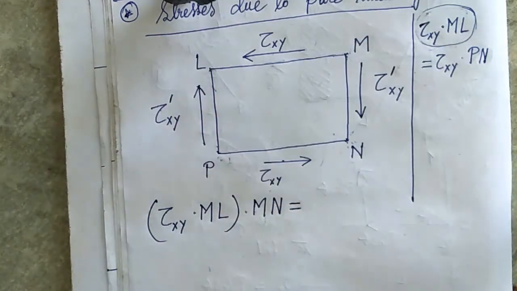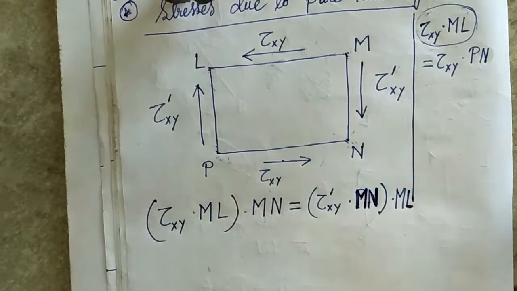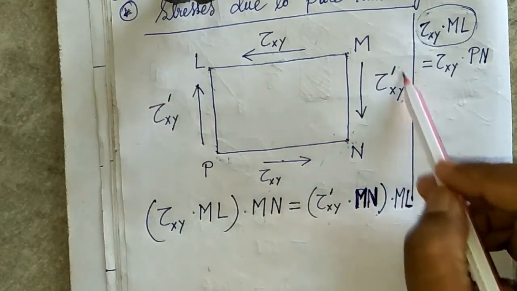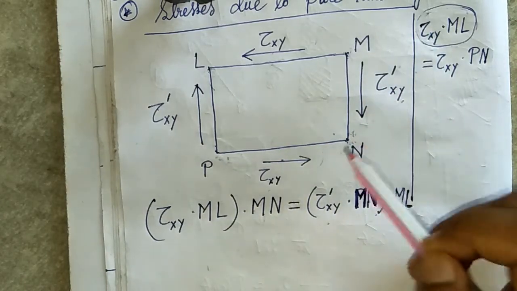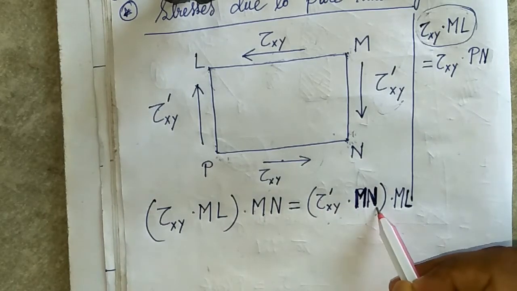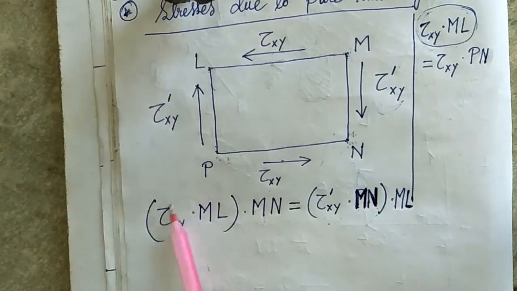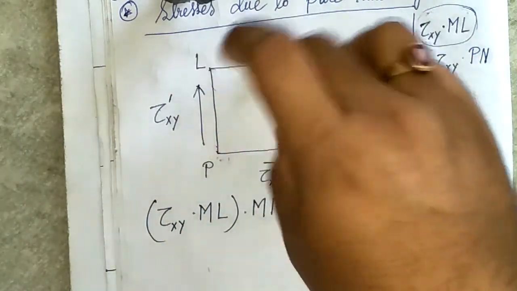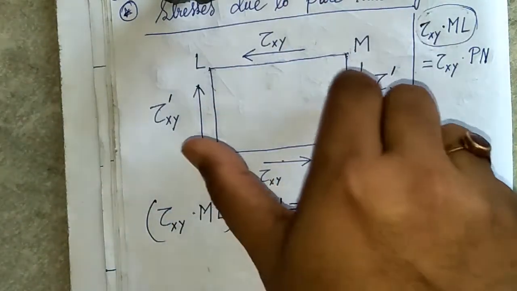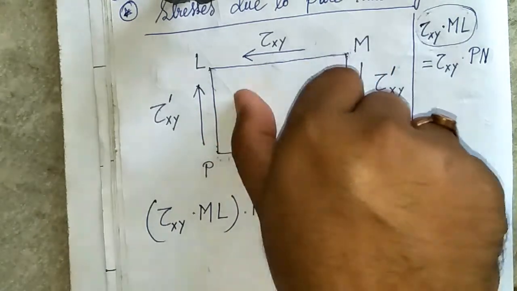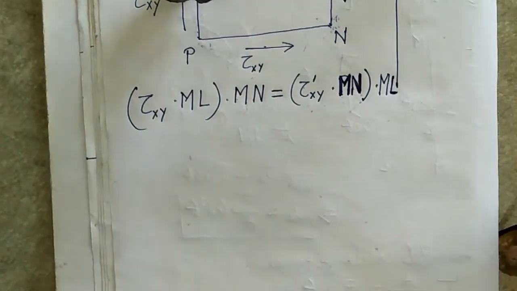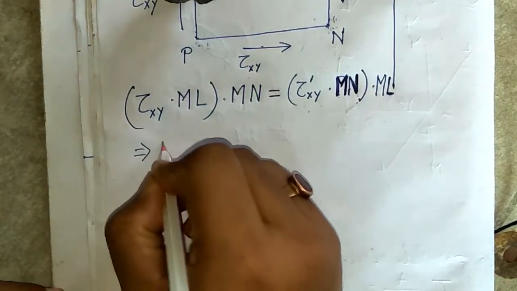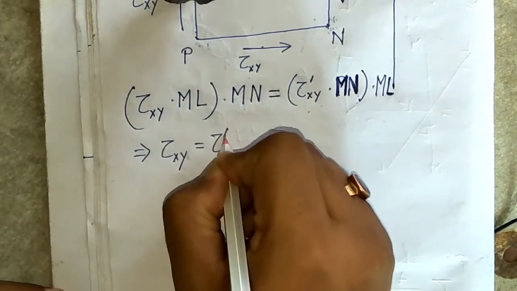Okay, so the other couple will be tau dash xy, this is the tau dash xy into MN. MN is the length into height, height is 1, so the area is MN into 1, so area into this stress, tau dash xy into MN into the length, that is ML, so that becomes a couple. So this couple will be balanced by this couple. Again this couple will be balanced by this couple. So this is the couple balance equation, so we can write from this equation, tau xy equals tau dash xy.